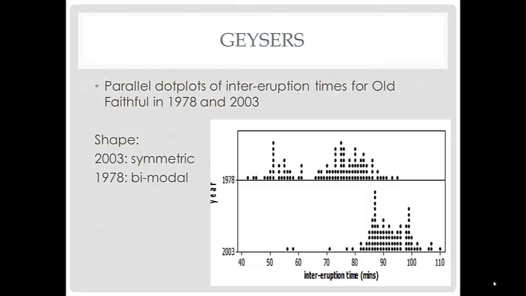In 1978, however, we see what's called a bimodal distribution, meaning we have two clusters of data. We have a longer eruption time cluster and a shorter eruption time cluster.